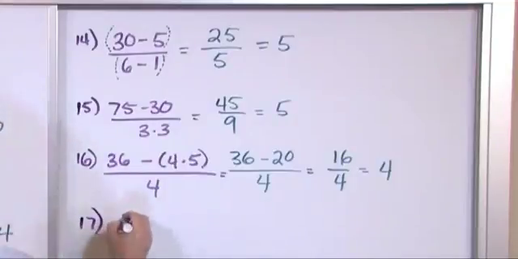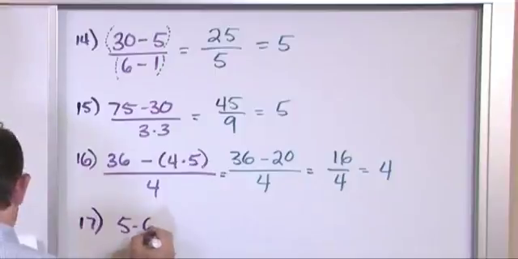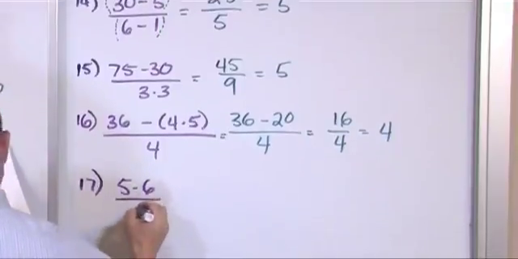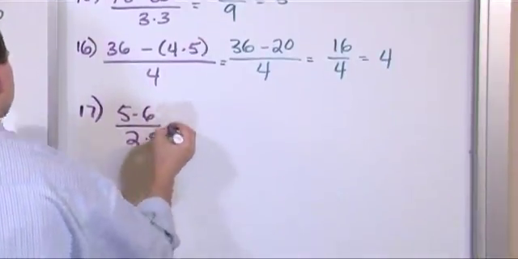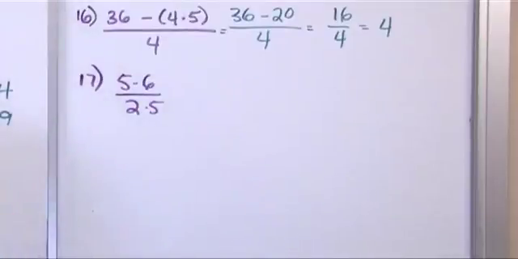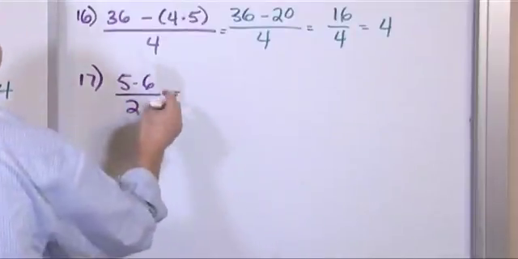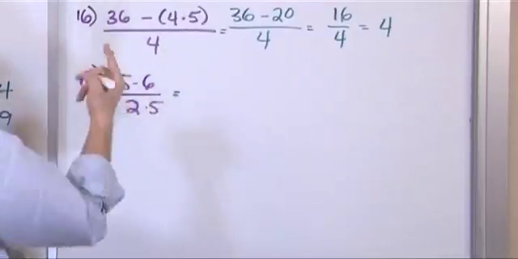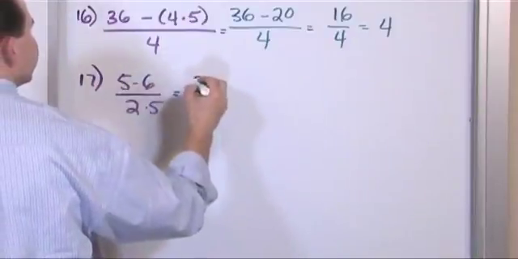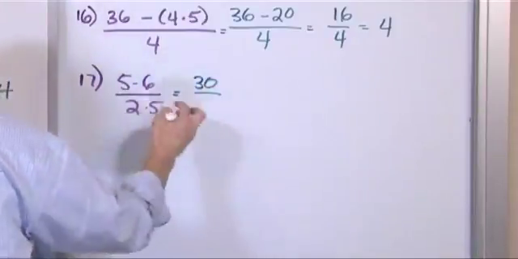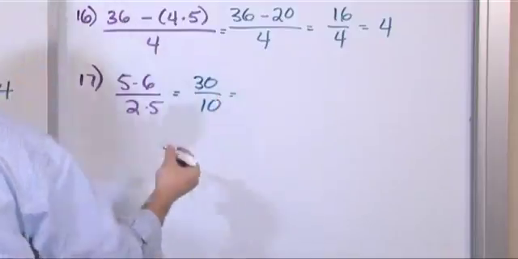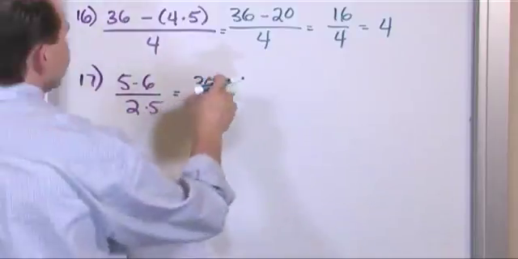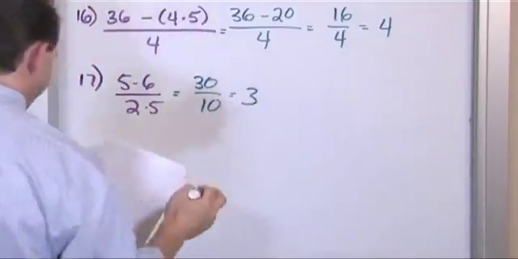Number 17, 5 times 6 divided by 2 times 5. Looks a little bit simpler, and it really is simple. We're going to envision these parentheses around the top and the bottom, so we'll do them separately. 5 times 6 is 30, and the bottom, 2 times 5 is 10. And so when we divide these guys, 30 divided by 10, we will get 3. That's the answer.